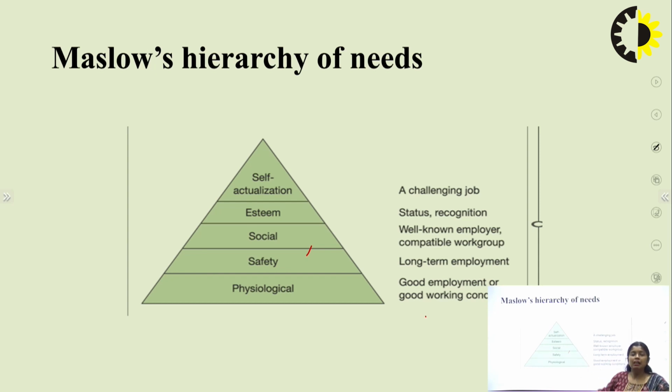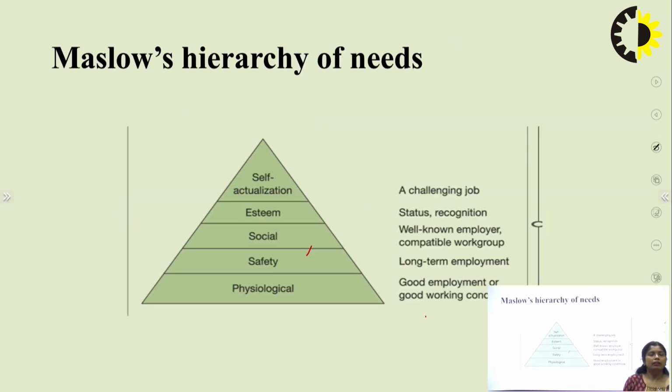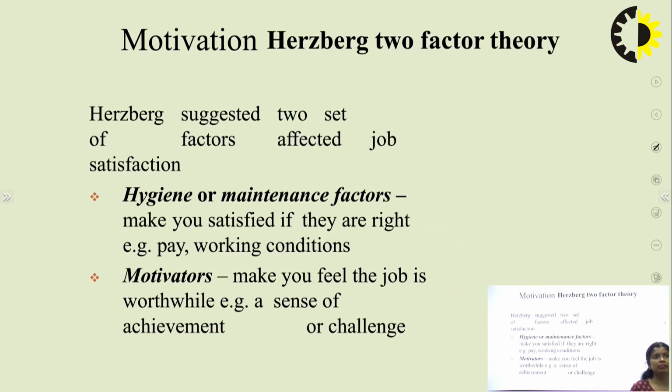After that, when all these things are completed, you get respect, you get esteem or status, you have a bank balance, you have a well-known employer, everything is there. Now again there is dissatisfaction. This dissatisfaction level always changes over time. So this is the Maslow hierarchy of needs.